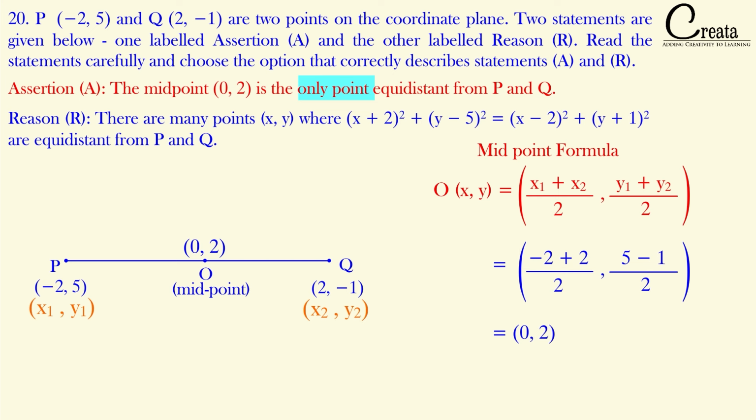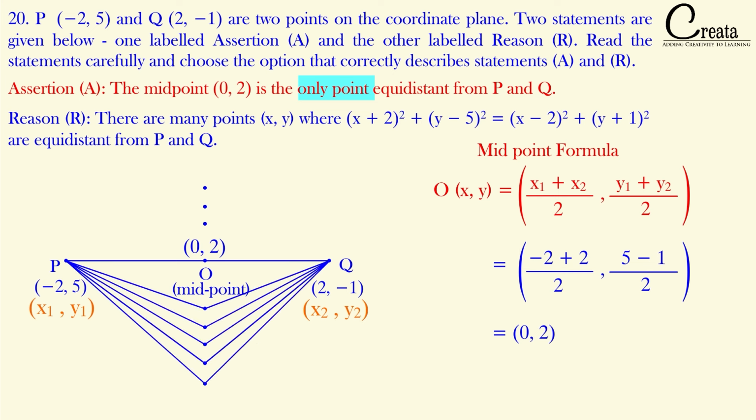Suppose we take a point here. This point can also be equidistant from point P and Q. On the other side, this point can also be equidistant from point P and Q. This point, this point, this point, this point, all these points can be equidistant from the point P and Q.